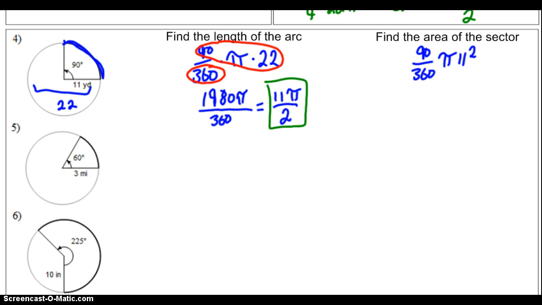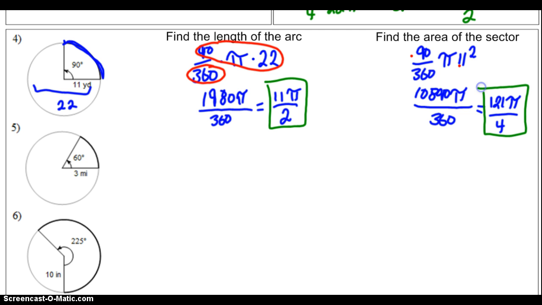Let's see. We have 90 times 11 squared. So that's 90 times 121, or it's a big number, 10,890 pi, or we're not going to multiply by pi, over 360. And if we simplify this, we get 121 pi over 4. And again, you could put this in the calculator and get a decimal, but we're going to leave it in exact form for now.